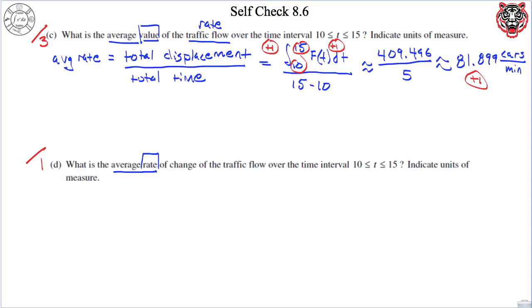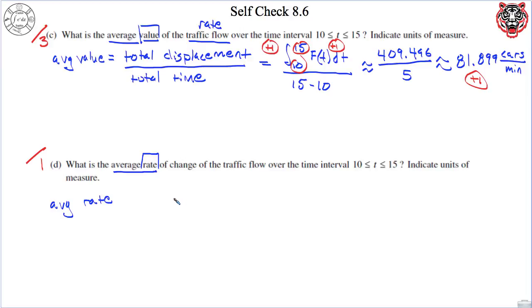I totally messed it up in this part too. I should have said average value. Sorry about that. So this should be average rate now. Average rate. I need to find all of the rates and then divide that by total time. I need to find all the values and divide it by total time for this one.